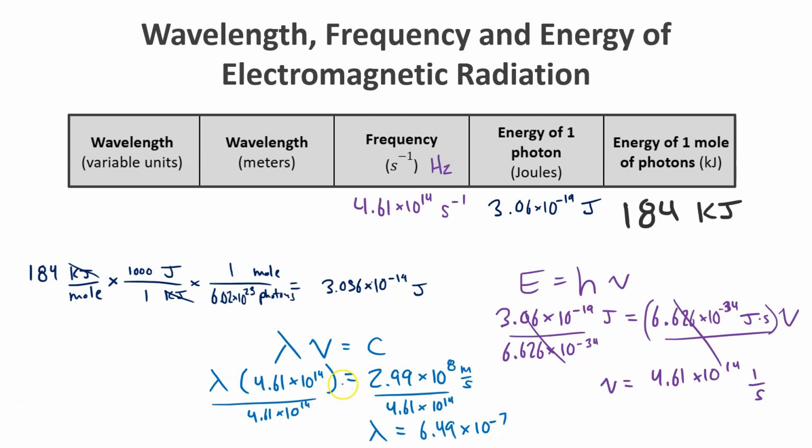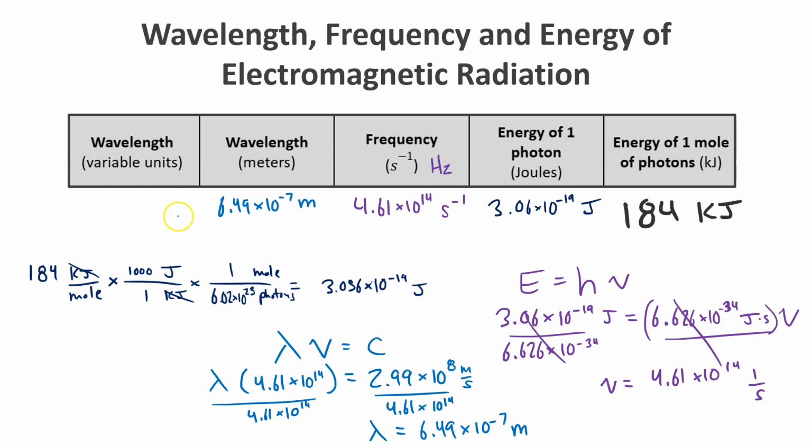As far as units go, look at the units on speed of light. It's meters per second. The seconds cancel off when we divide, but the meters is left. So the wavelength you'll get anytime you use this equation is going to be in meters. 6.49 times 10 to the minus 7 meters. So at this point, we're pretty much done with all the things we can calculate. We know the energy of a single photon, the frequency, the wavelength.